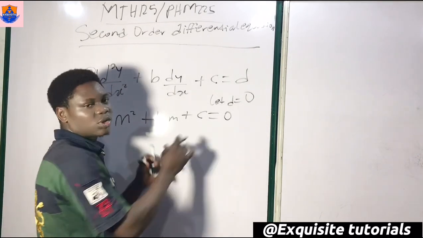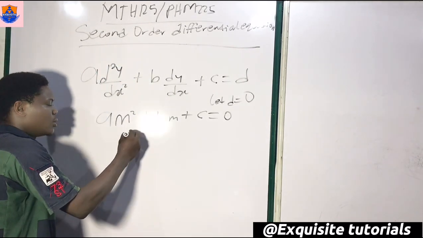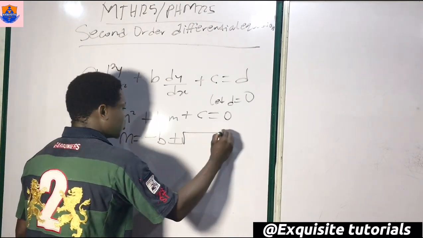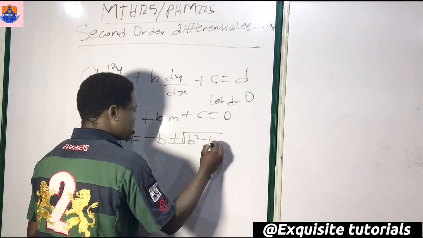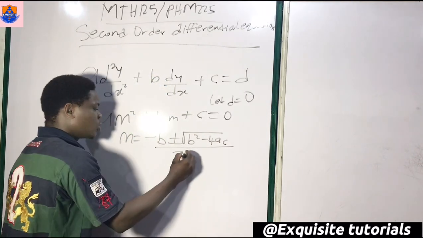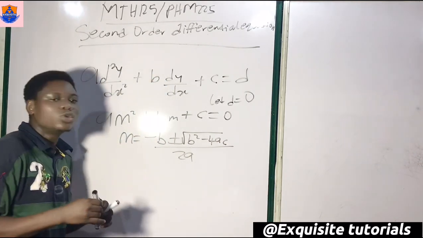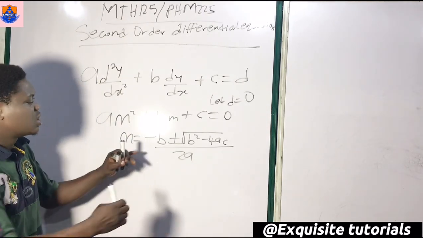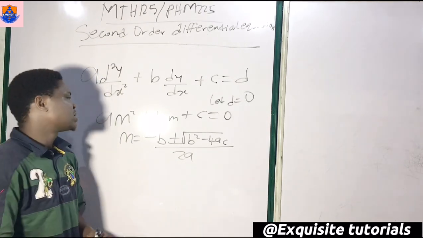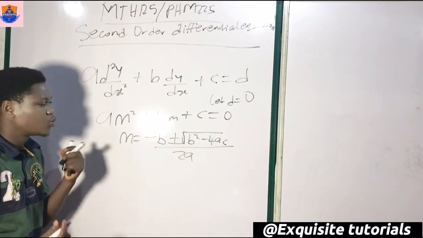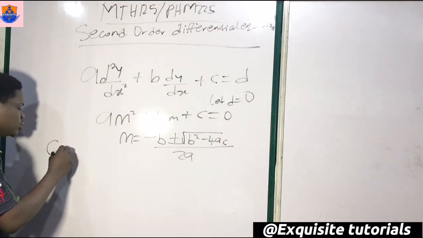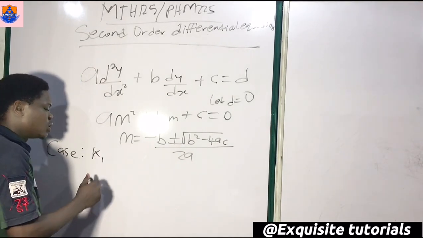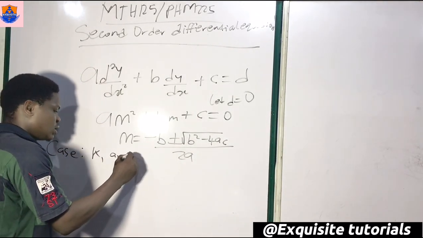So imagine this was a quadratic equation. What will be your m? Using the quadratic formula, we'll have m equals minus b plus or minus square root of b squared minus 4ac, all over 2a. Now the solution to this differential equation depends on what you get from this. Let's assume that after solving you get two values. Case 1: you get two values that are not the same. Let's call them k1 and k2.